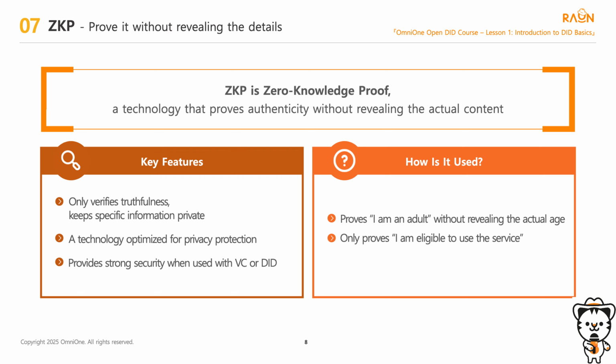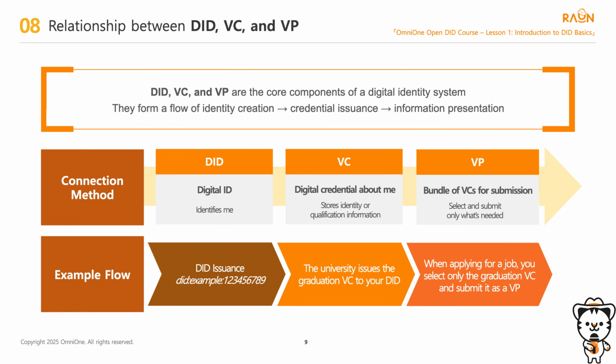ZKP is a powerful technique. It proves facts without revealing any private data. And when used with DID, it becomes a powerful tool. You don't need to understand all the math behind it. Just knowing how it works conceptually is enough for now.